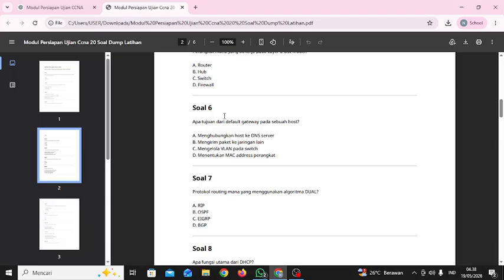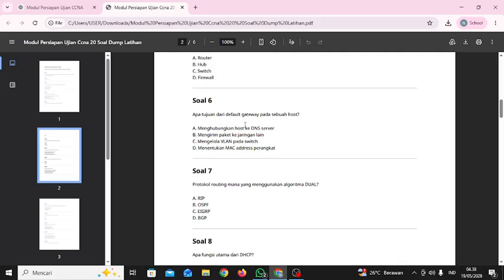What is the purpose of a default gateway? A. Connect host to DNS server, and B. Send the packet to other network. C. Manage VLAN to switch. Okay, and D. Determine MAC address. And the correct answer, that is send packet to other network, B.